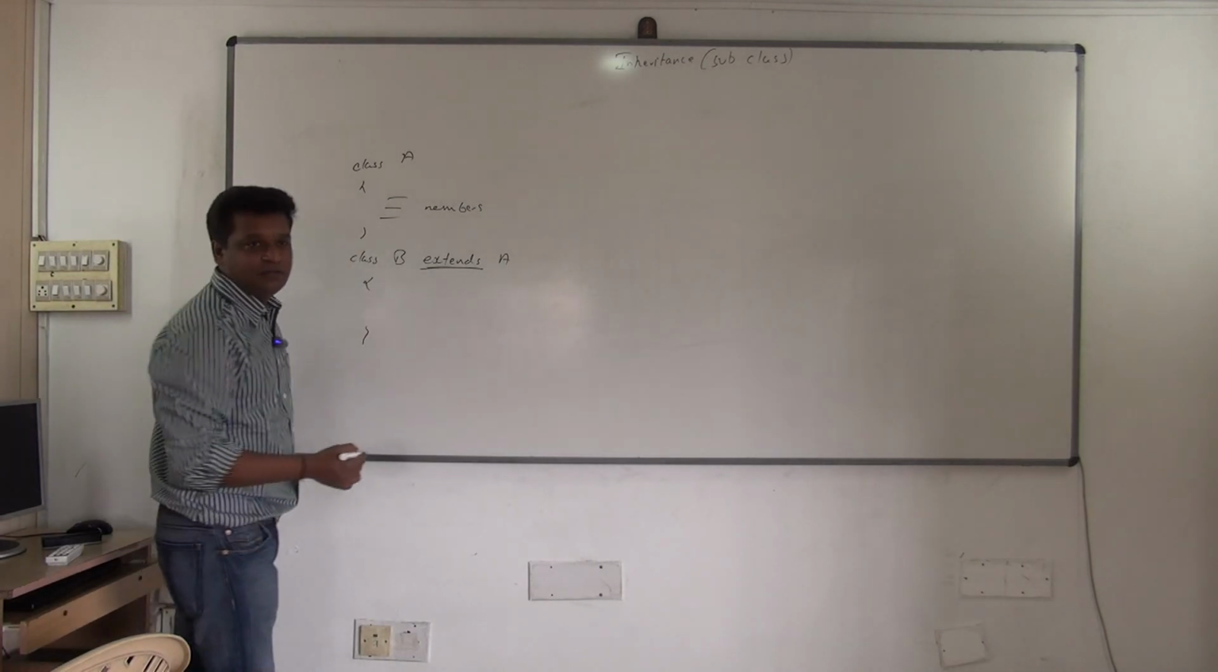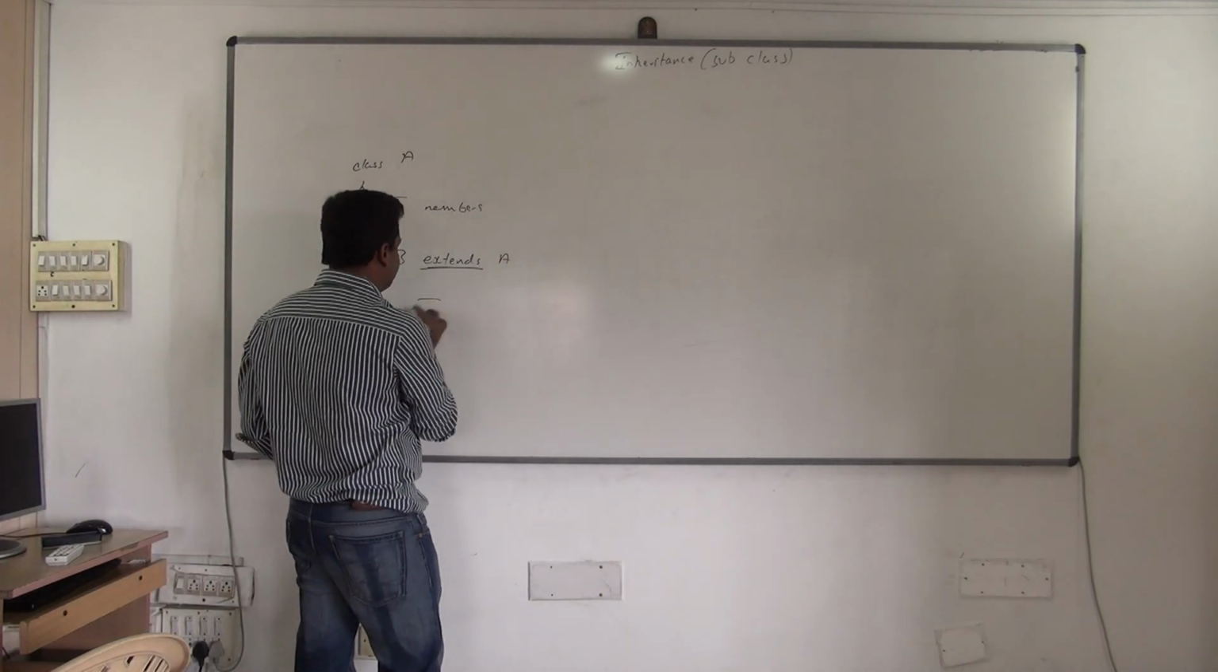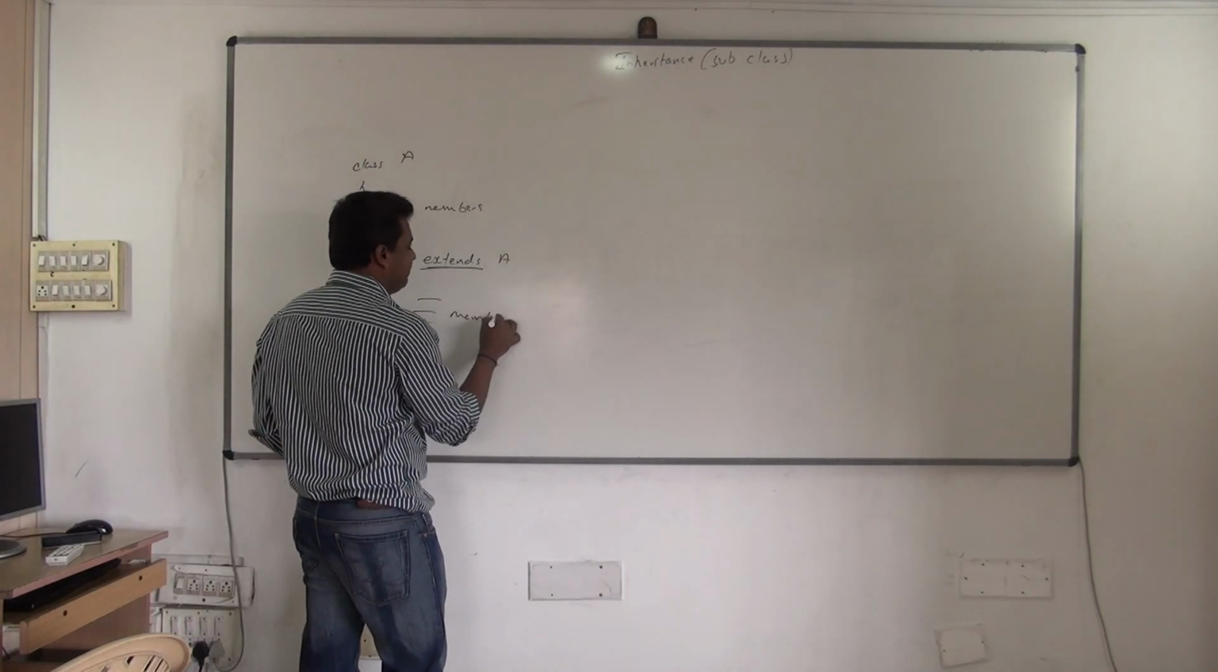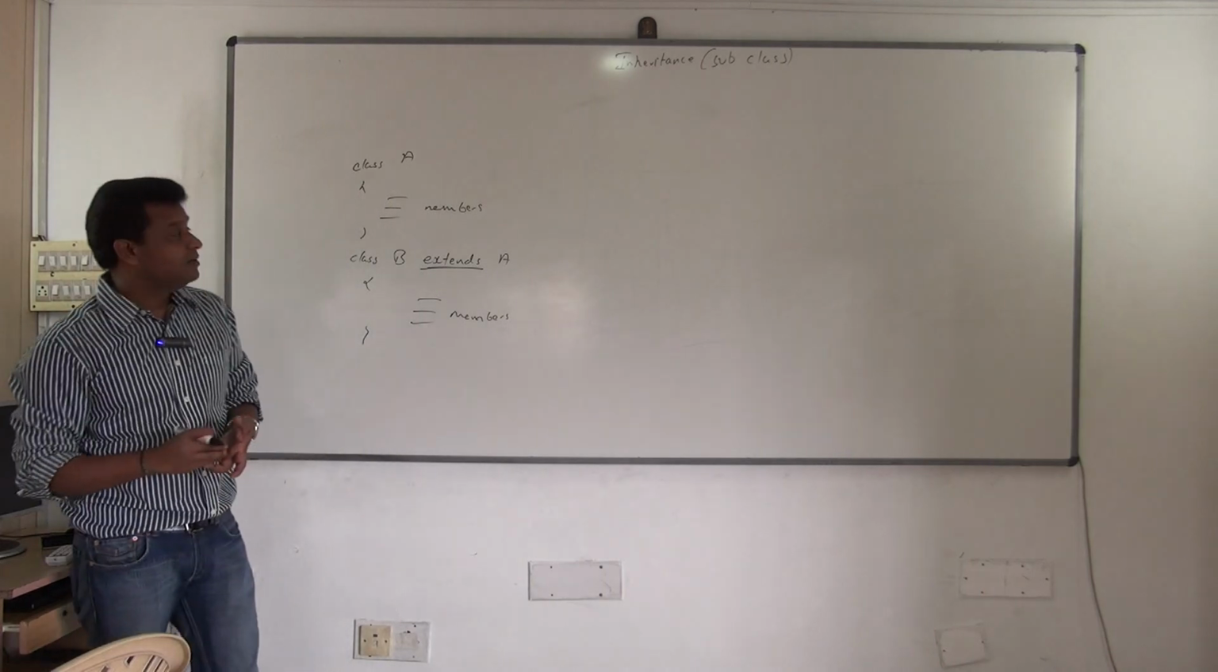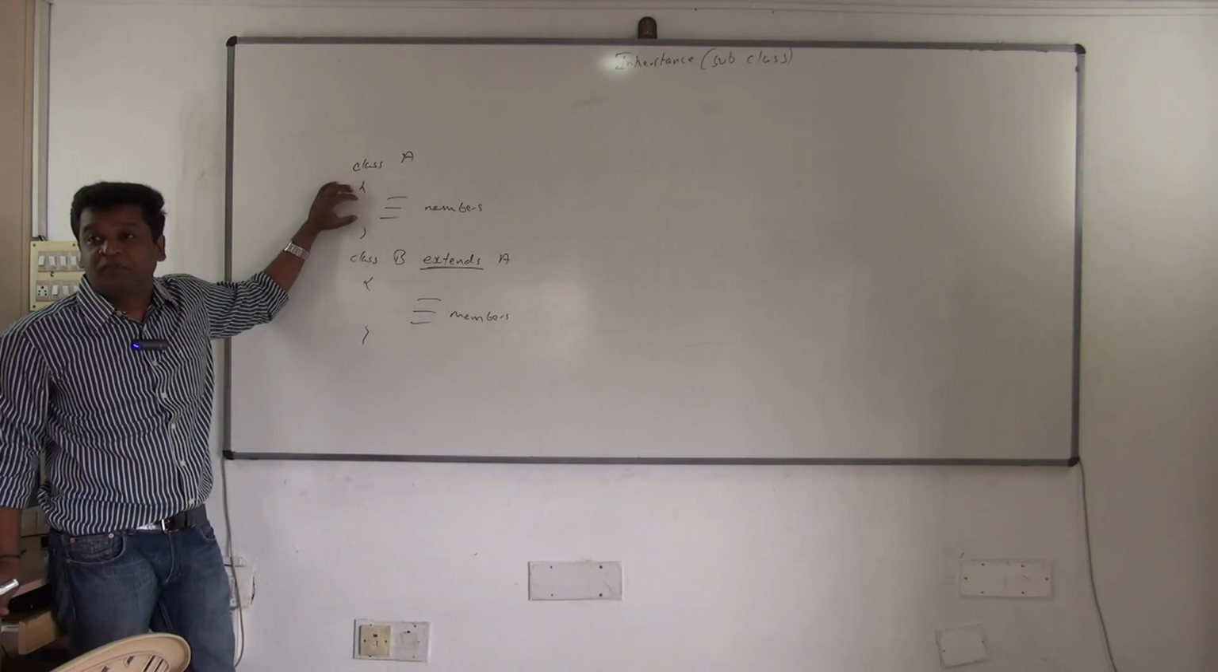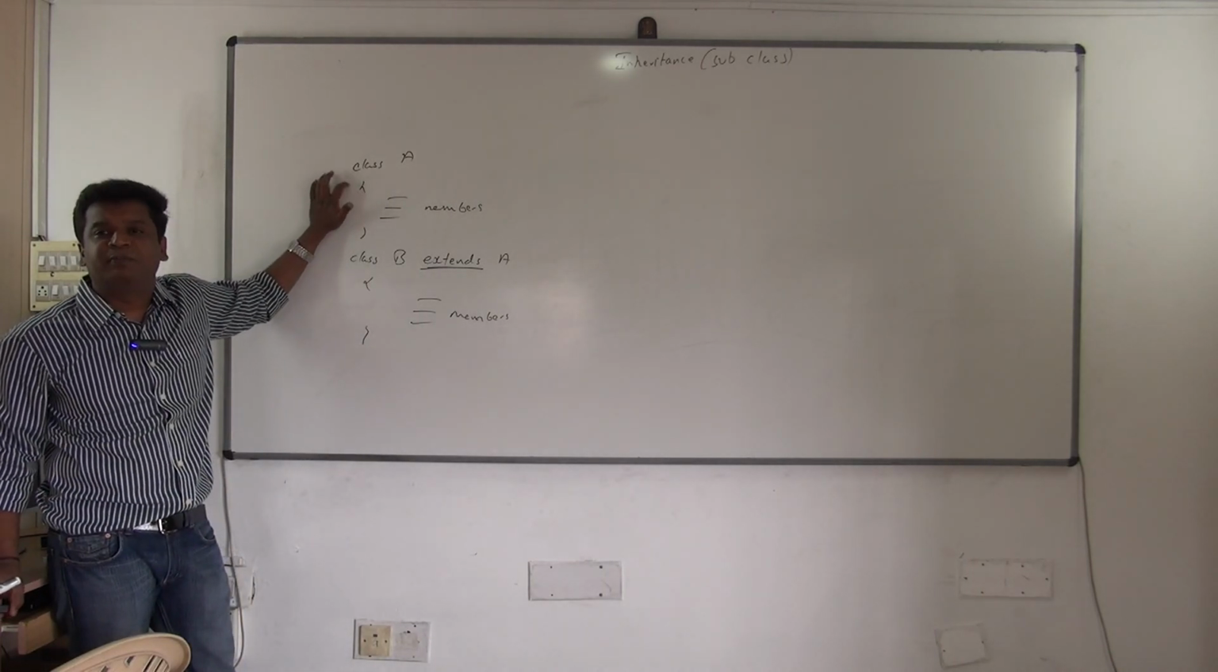Extends is a keyword. So class A contains members, and here also class B will contain members. But you get the basic idea now. Why have we done this? This class A has some members, and I wanted to add some extra members here.